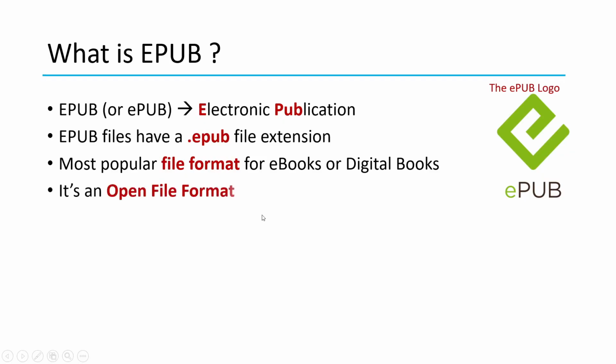It's an open file format, which basically means that file specifications are openly available. The current version of ePUB is 3.2, although many people just simply talk about the major version of ePUB, which is 3.